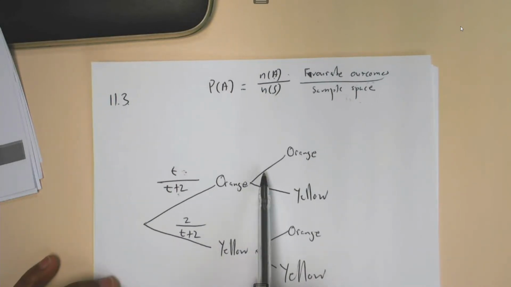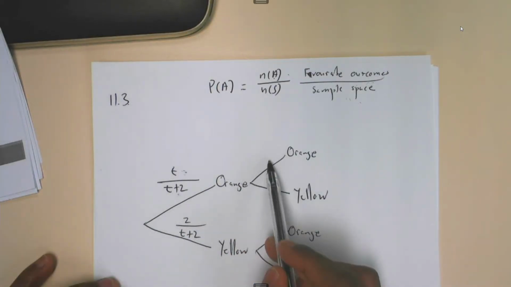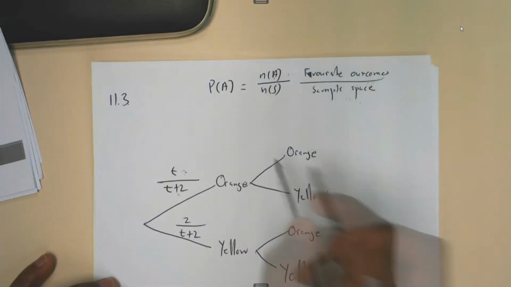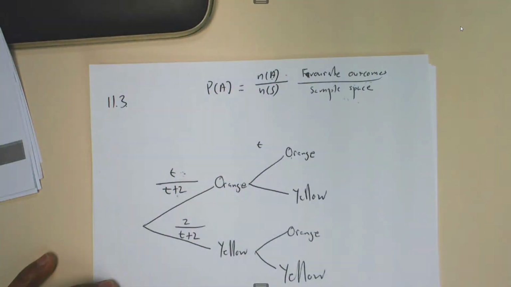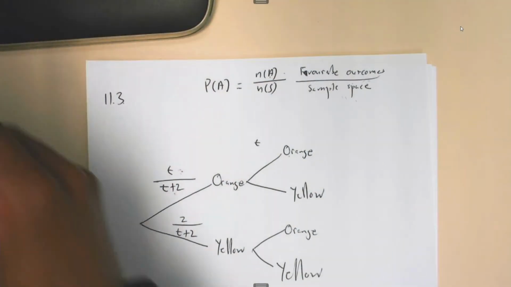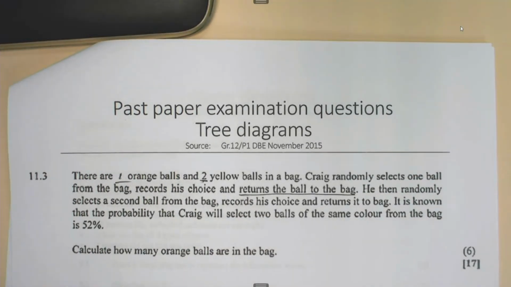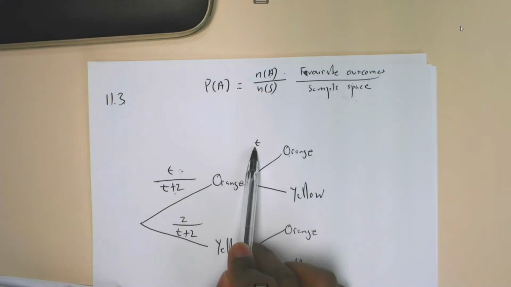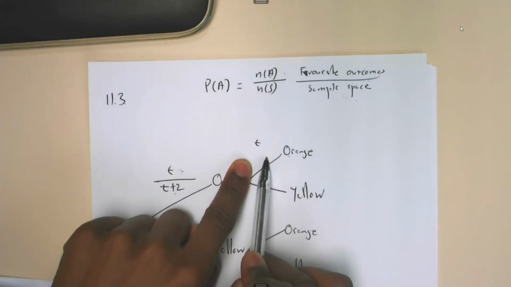Remember what happens? Craig chooses a ball and then returns the ball in the bag. So our sample space does not deplete as the number of events increases. So that means the number of orange balls in the bag for the second choice will still be T number of orange balls, because they are not decreasing as Craig returns the ball in the bag. If he was not returning the ball in the bag, that means the number of orange balls will decrease by 1. So it will be T minus 1. Over the sample space, which will also decrease by 1.